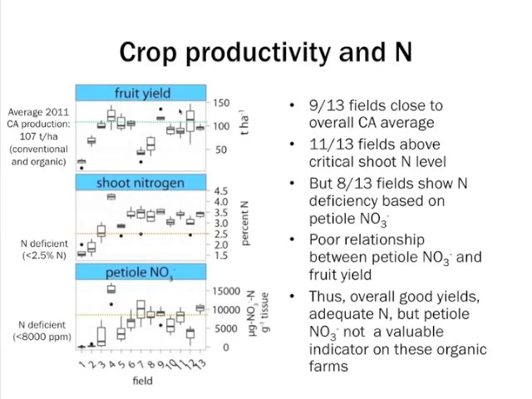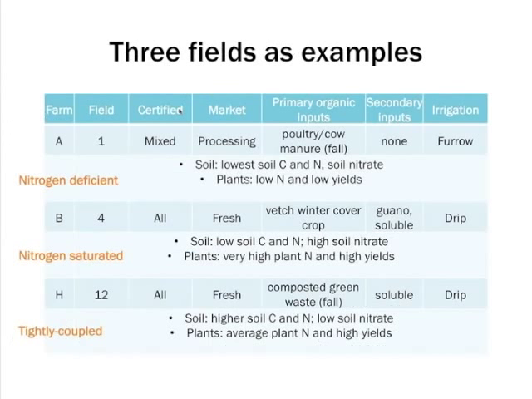It's important to point out, though, that this petiole nitrate relationship was developed in conventional systems. But here in these organic farms, we show that there's a pretty poor relationship between petiole nitrate and fruit yield. And so just to summarize a little bit, overall we had good yields, adequate nitrogen, but petiole nitrate was not a particularly good indicator on these organic farms.